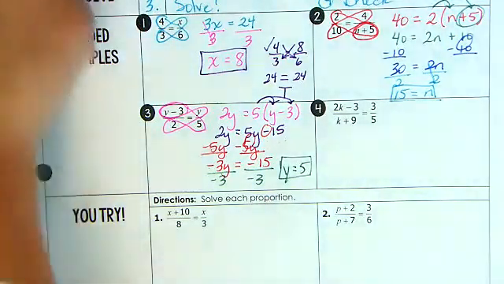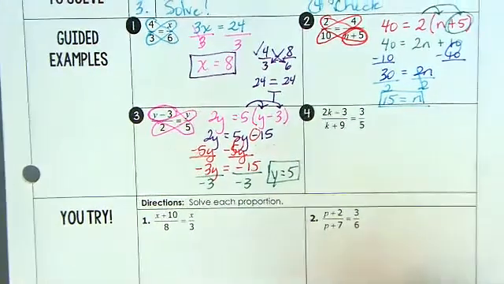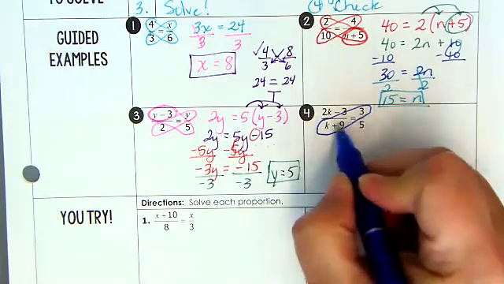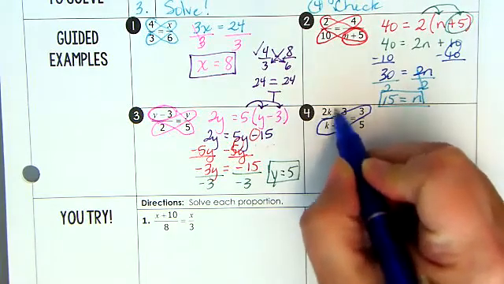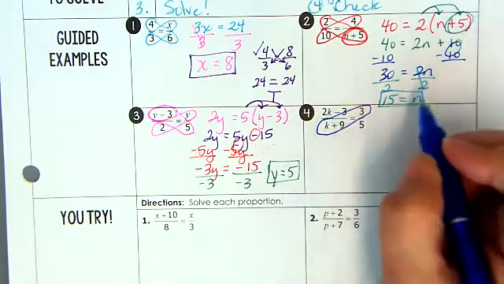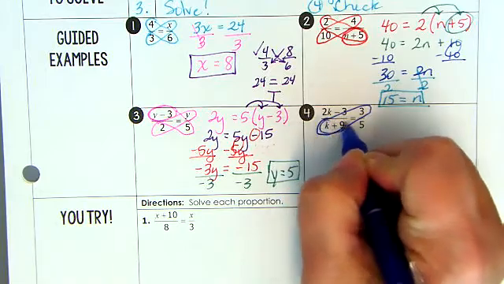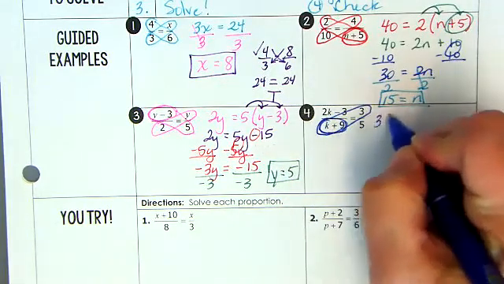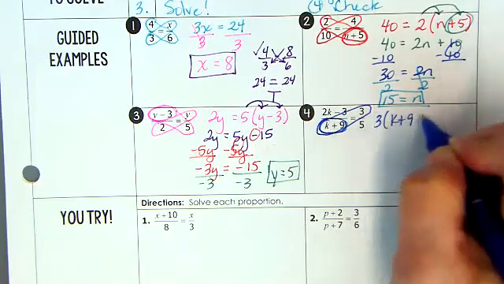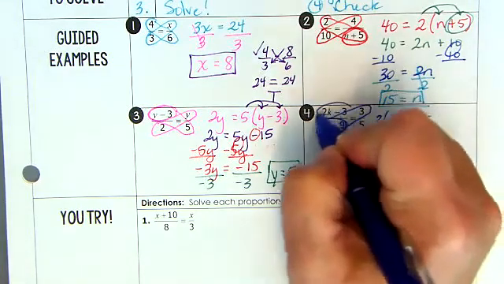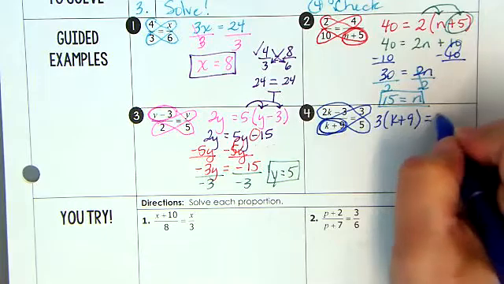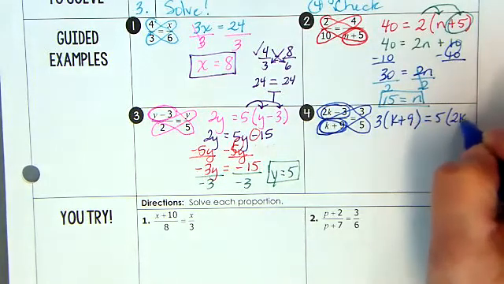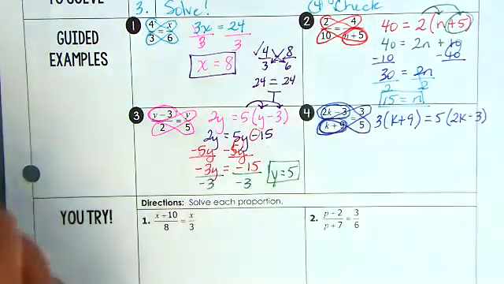And moving right along, we're still multiplying diagonally, that butterfly method. But I've got an expression as a numerator and a denominator here. So that means I'm going to have 2 sets of parentheses, 1 on each side. So I'm going to have 3 times all of that, the k plus 9. So I have 3 open parentheses, k plus 9, close parentheses equals. And now I'm multiplying 5 times all of this. So it's open parentheses, 2k minus 3, close parentheses.